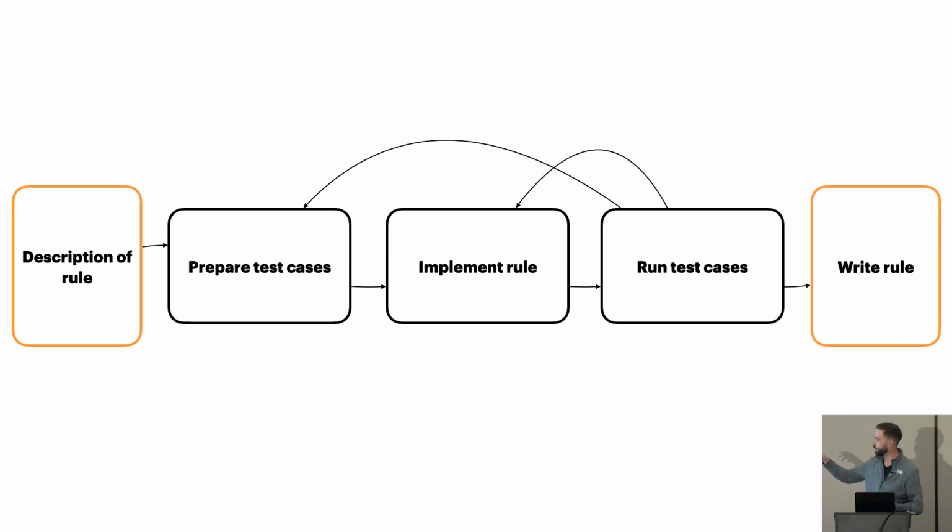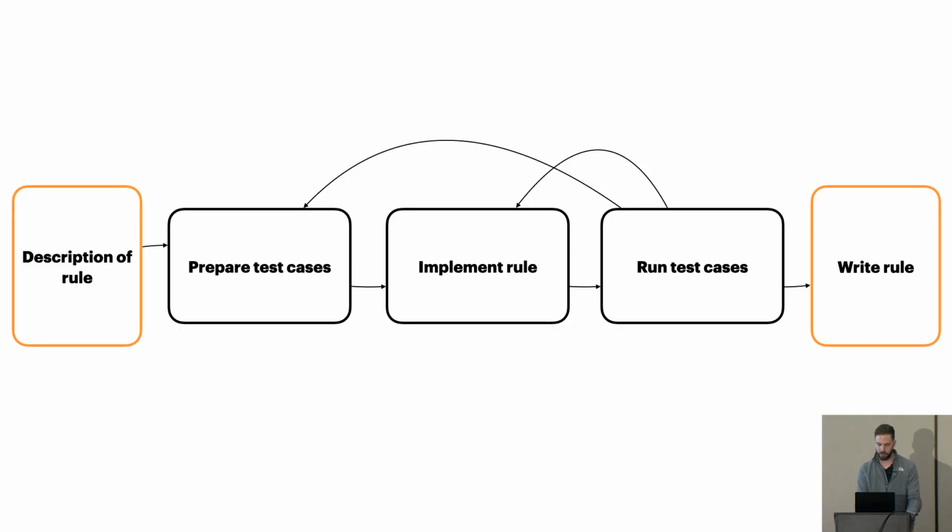And then we have what we call a router, or a decision point, basically, where we run the test cases. If they fail, we go back 1 or 2 steps. And if it succeeds, then we can complete the whole thing, write the rule, and that's it, basically.